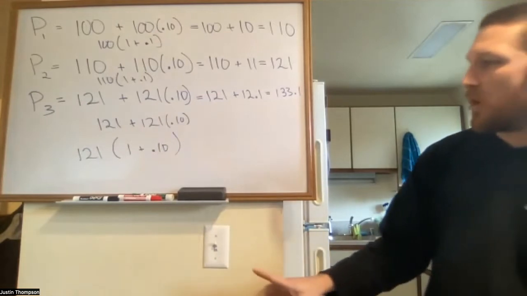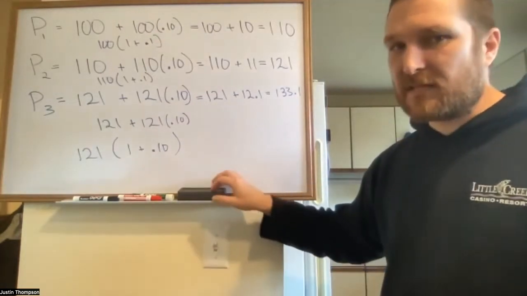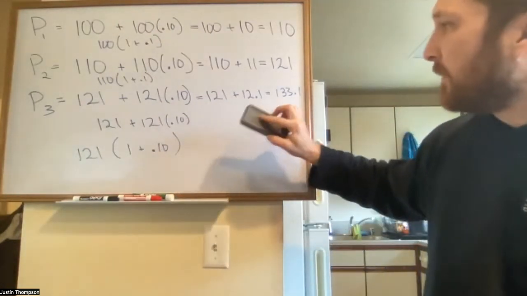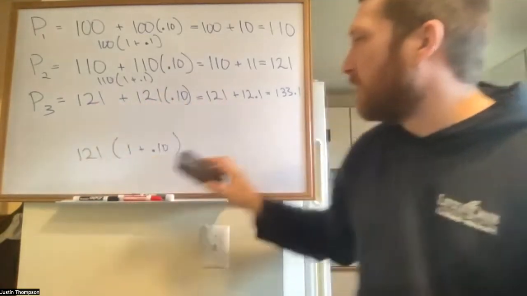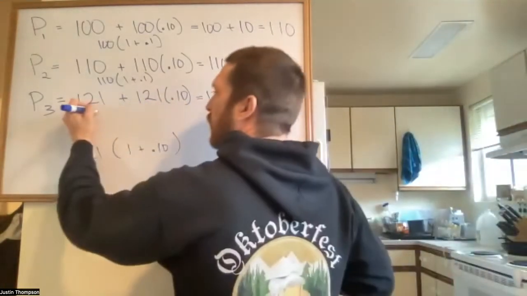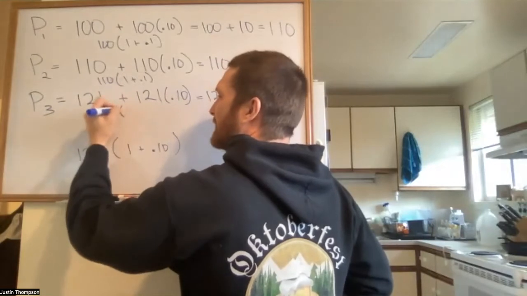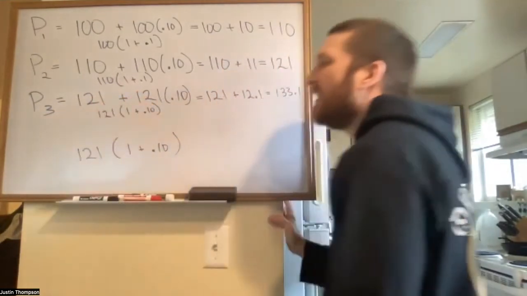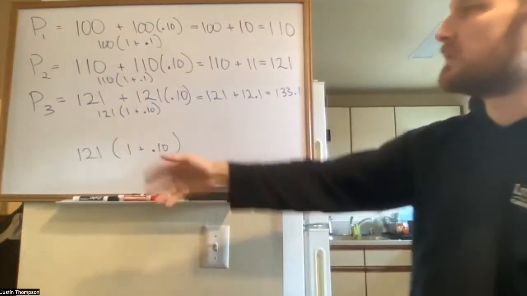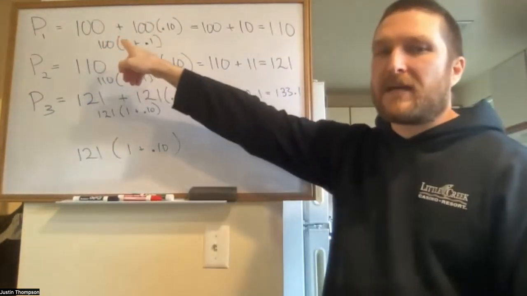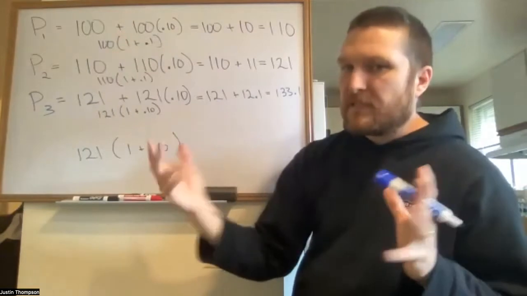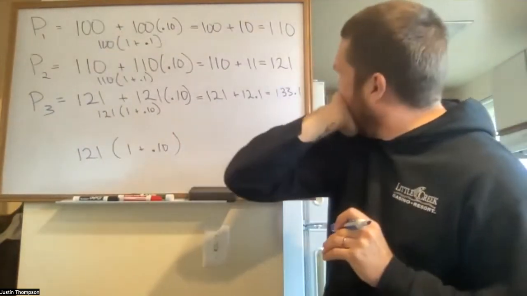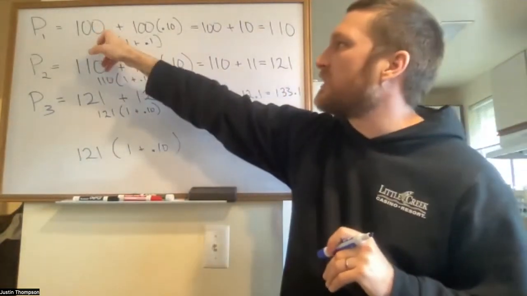Right? Okay, so now let's take a look at this. I'm going to rewrite that just below this right here. So we have 121 times 1 plus 0.10. Right there. That's how we calculated this. We started off by saying, well, 10% interest. Of course, it's going to give me back what I started with.